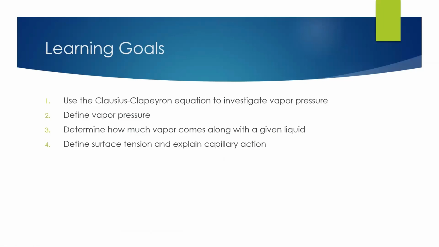to investigate vapor pressure and similar equations to talk about the solid-liquid change. We're going to want to have a definition of vapor pressure. This is going to be important for us moving forward into the next section. This will allow us to determine how much vapor comes along with any given liquid, which, like I said, is actually going to be pretty important when we start trying to describe solutions in the next lecture.